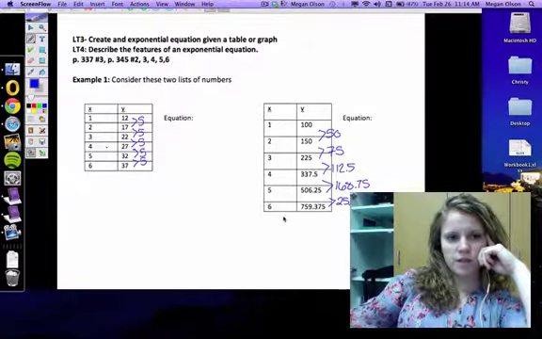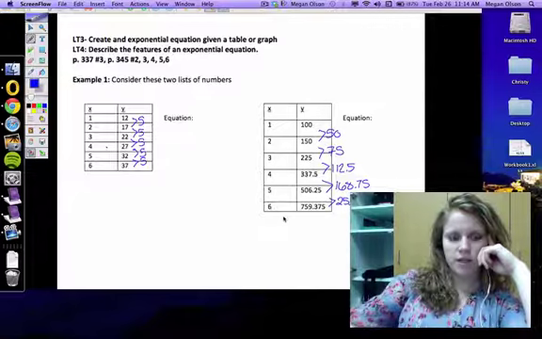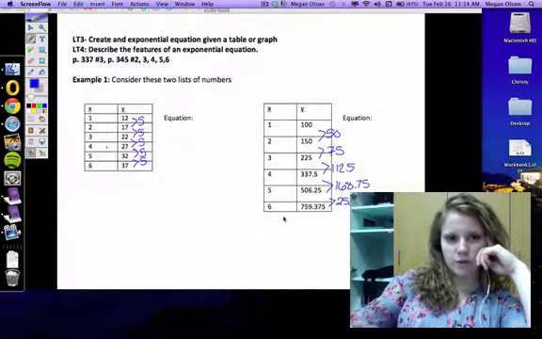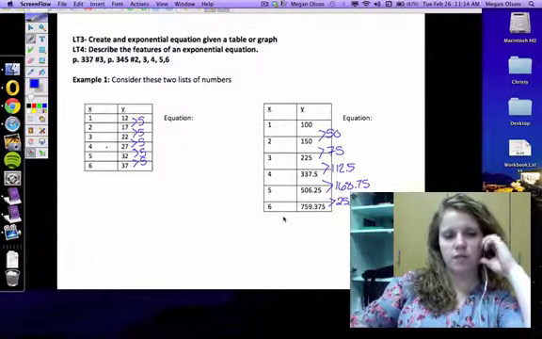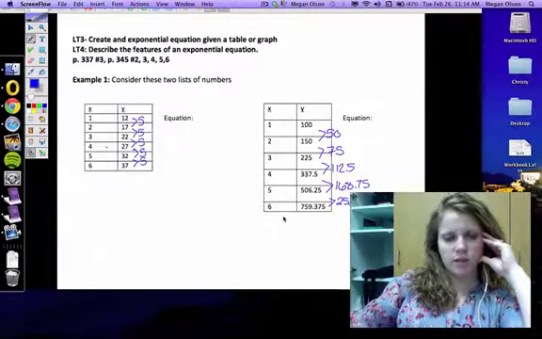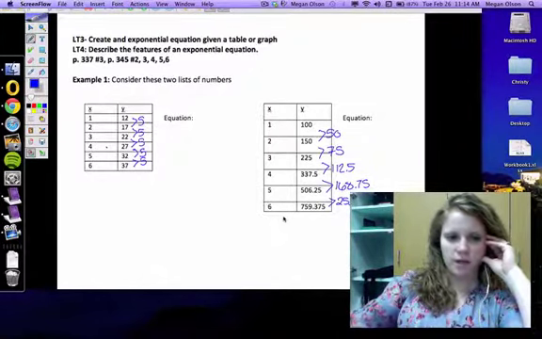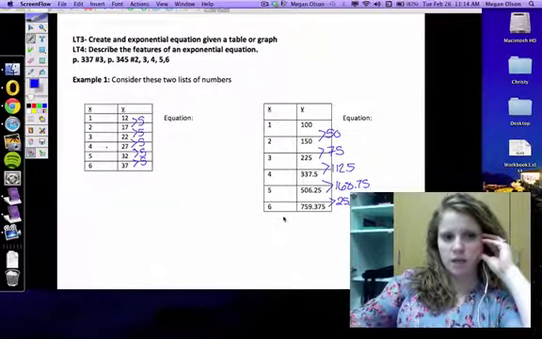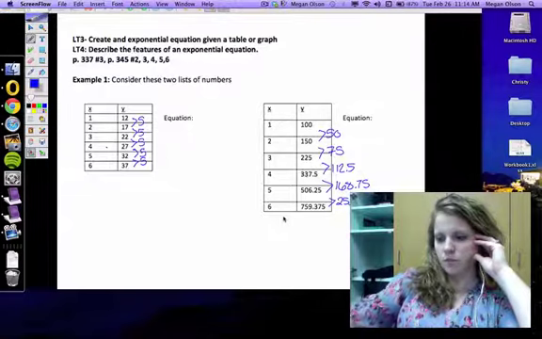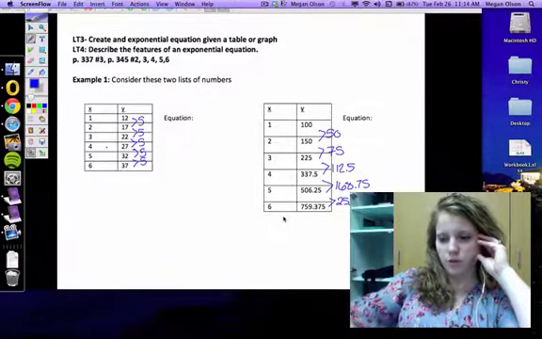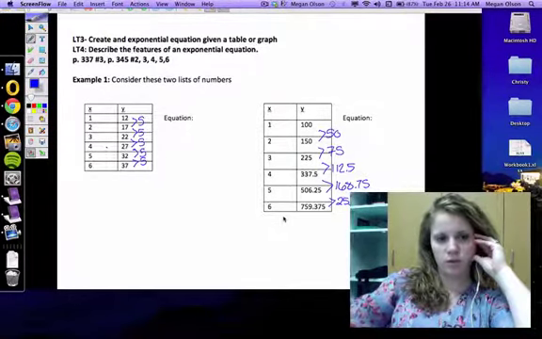Alright guys, we're getting into learning targets 3 and 4: create an exponential equation given a table or graph, and then describe the features of exponential equations. So we're going to get actually into exponential equations now that we've discovered the properties and how we can write them and how we can manipulate exponents. We're going to talk about some exponential growth and exponential decay and what that looks like.